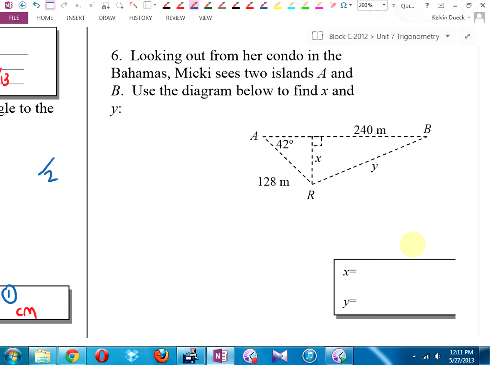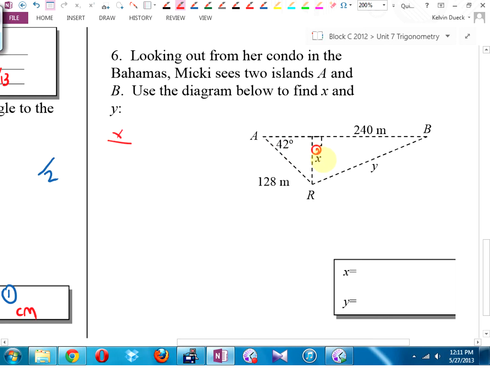Okay. I can't find Y yet, and the reason I can't find Y is for me to solve a triangle, I need to know 2 things. And in Y, I only have 1 side in that triangle. But here, I know an angle and a side, so I can find that. So I'm going to start out finding X.